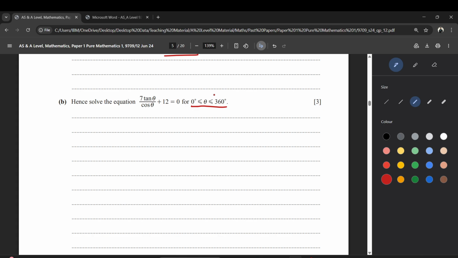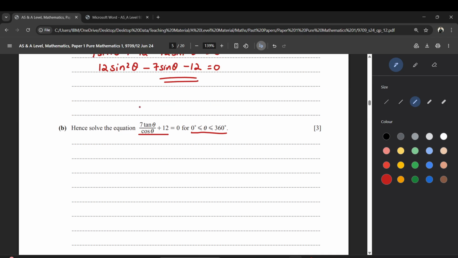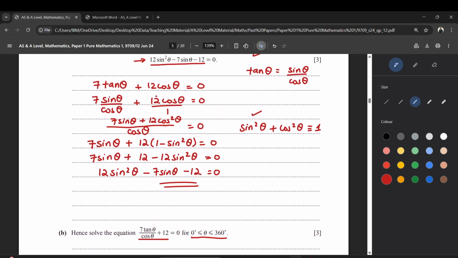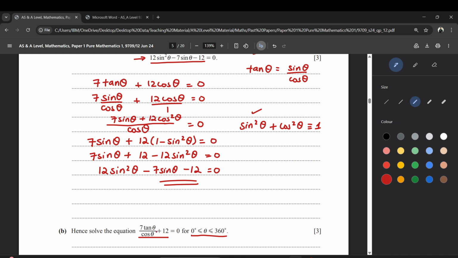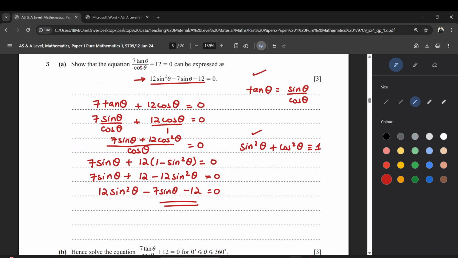Now whenever you have to solve the equation, just as a precautionary measure, what I usually suggest to my students is to always verify whether this is exactly the same as the equation which was given in the previous part, because sometimes, not always, they do manipulate it a little bit. So you just need to be on the safe side. So let's see, we have 7 tan theta over cos theta plus 12 equals 0, and that is exactly the same. All right, so perfect, we can now use this equation.